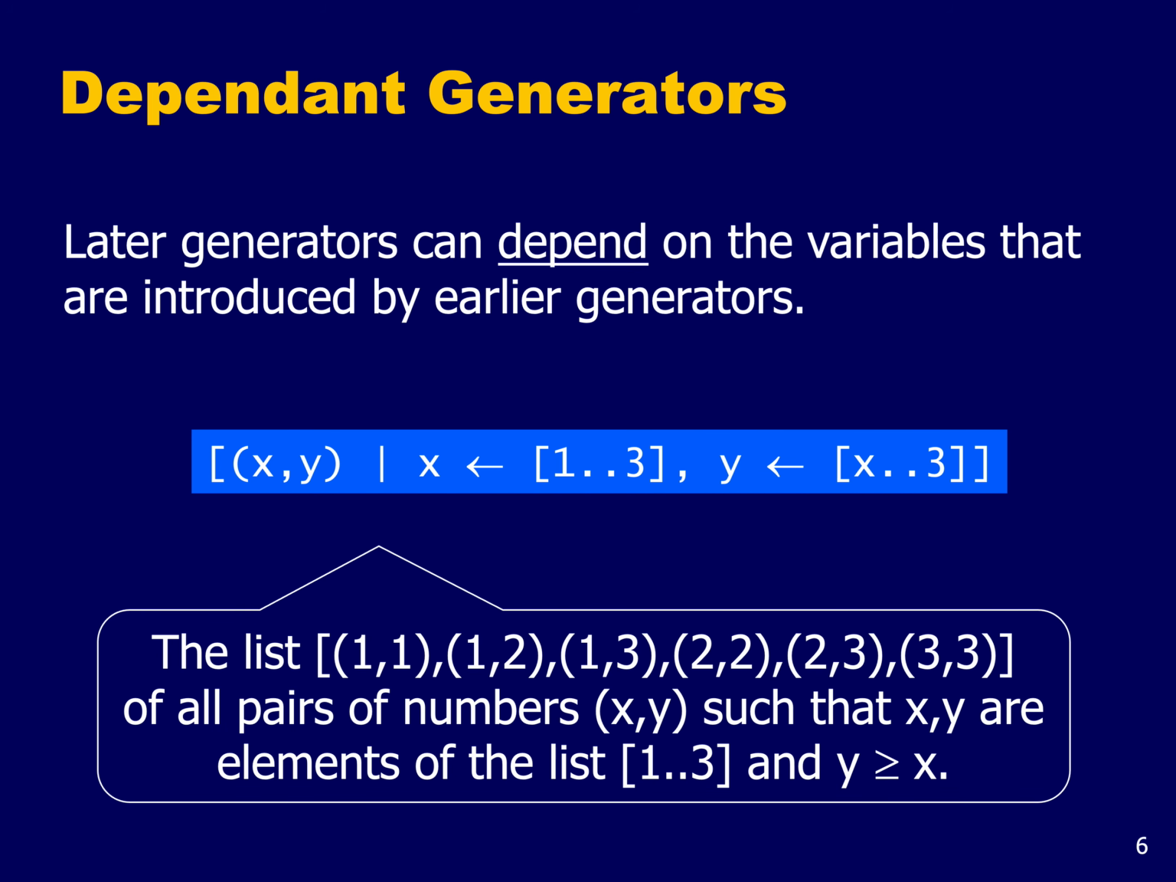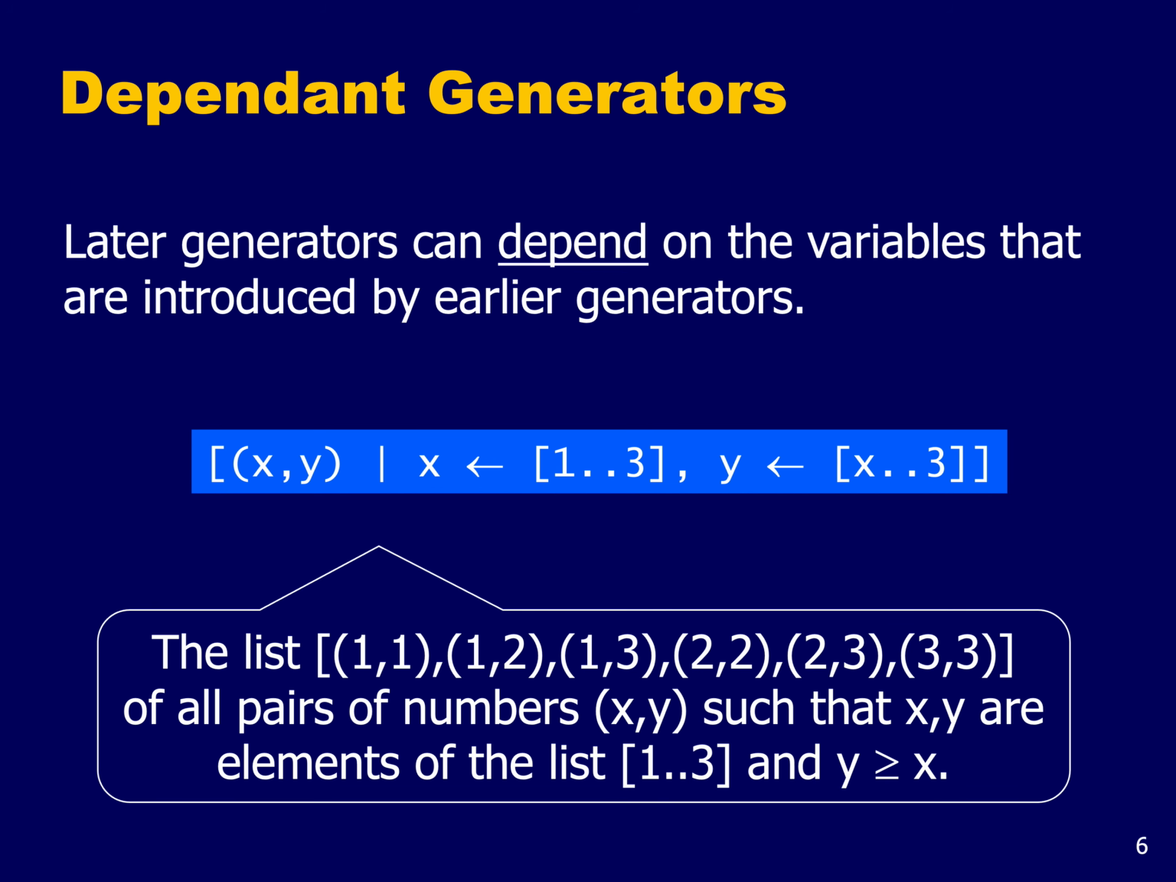So this brings us now to the idea of what's called dependent generators. This is a very simple idea: later generators can depend on the values that are introduced by earlier generators. Here's a little example of this. It's a bit of a contrived example, but it illustrates the point.